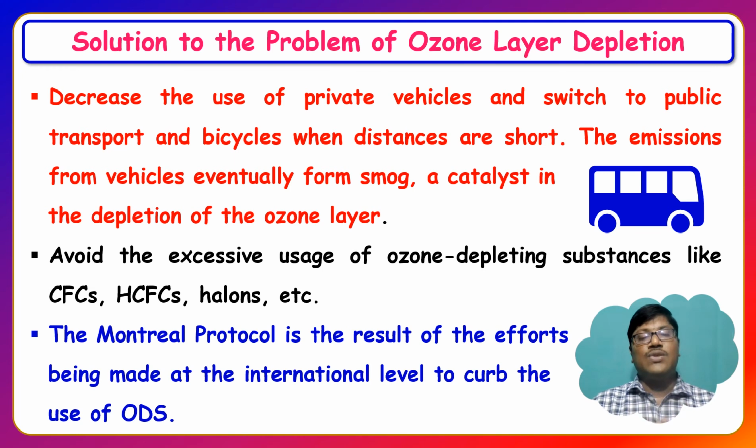What are the solutions to the problem of ozone layer depletion? Decrease the use of private vehicles, switch to public transport and bicycles when distances are short. The emissions from vehicles eventually form smog, which acts as a catalyst in the depletion of ozone layer. Hence, prefer public transport and bicycles to minimize the depletion of ozone layer.